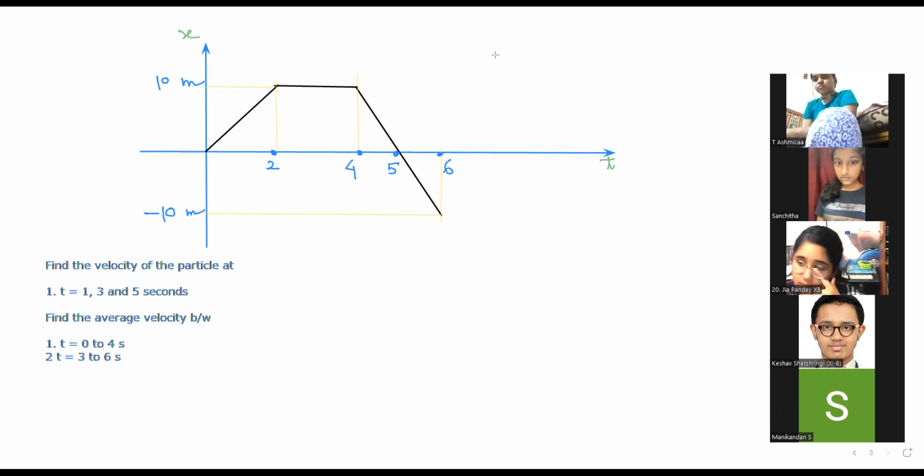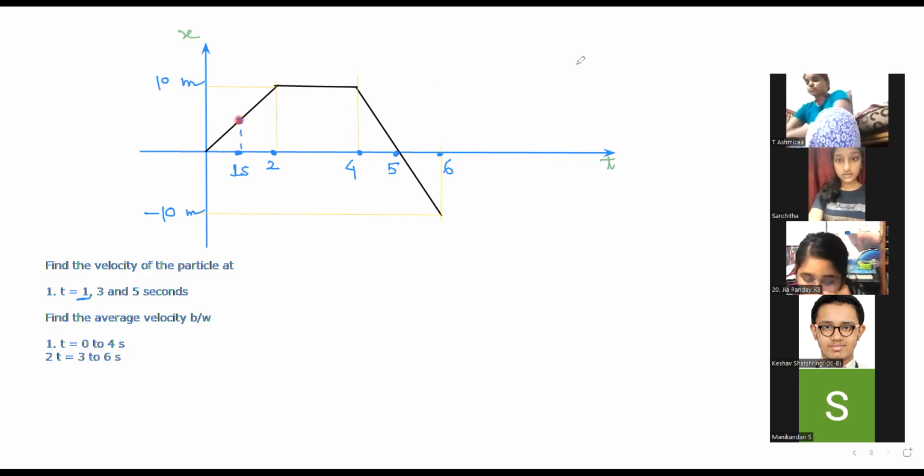Sanchita, Ashmika, please pay attention. See, we at t is equal to 1 second. Where is 1 second? This is the 1 second mark here, okay? Now, what is the corresponding mark on the curve? This is the corresponding mark on the curve. All of you agree to this or not? Please say yes or no. Right? This is the corresponding mark on the curve.